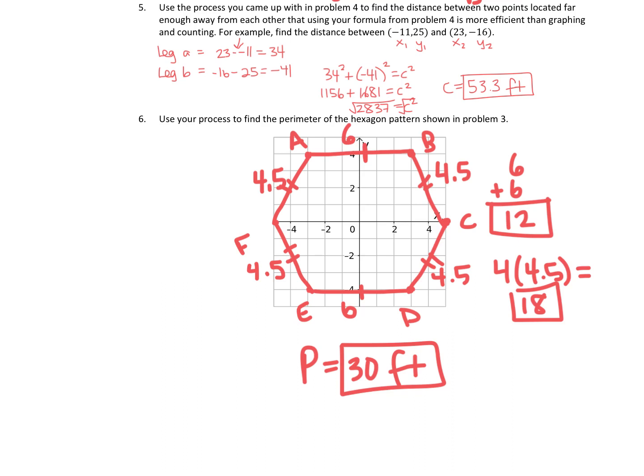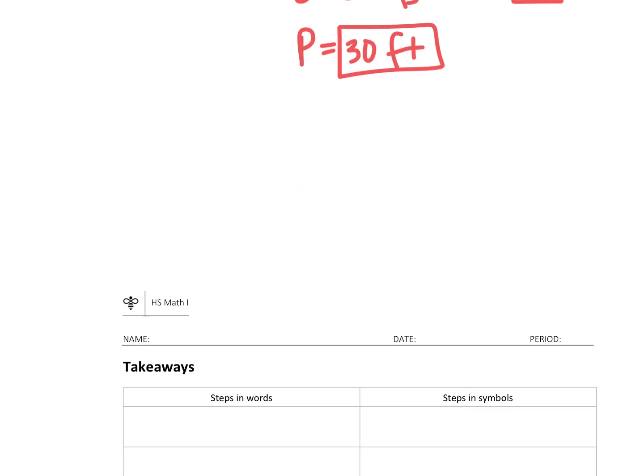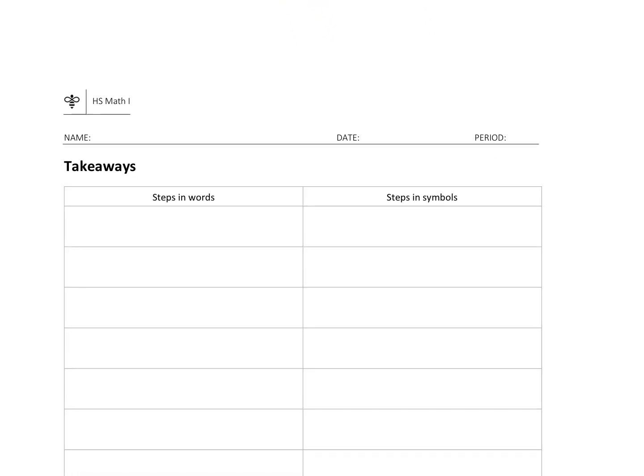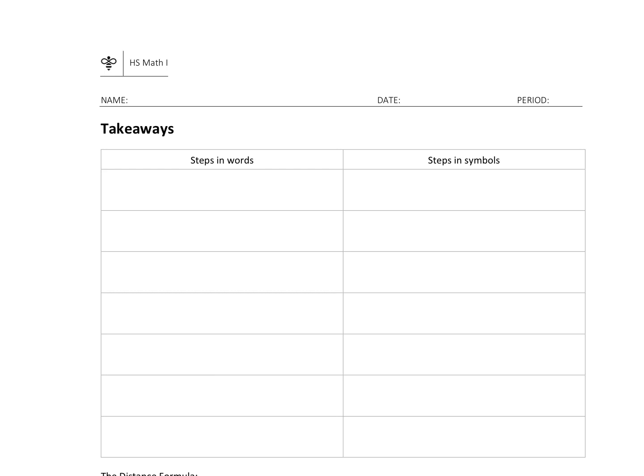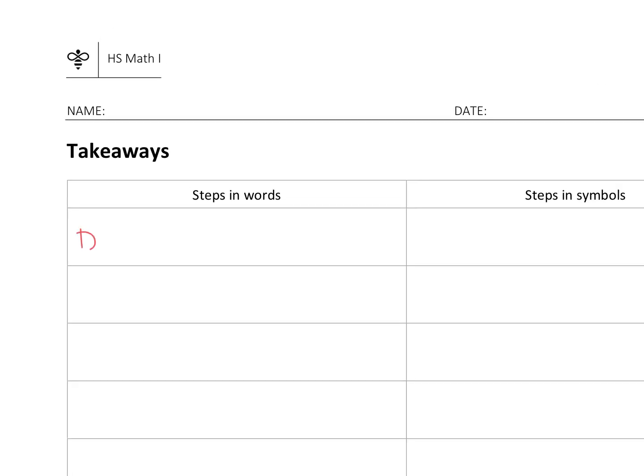Our last thing to do is our takeaways. For our takeaways, we're going to fill in the steps in words and then in symbols that we can use in order to solve these problems. So the first thing always that we need to do, if we're trying to find a slanted length, is draw a right triangle. Okay, so that's really important. Draw a right triangle.